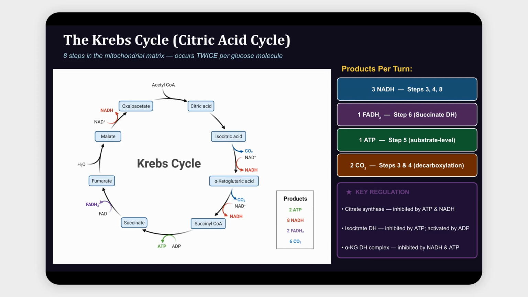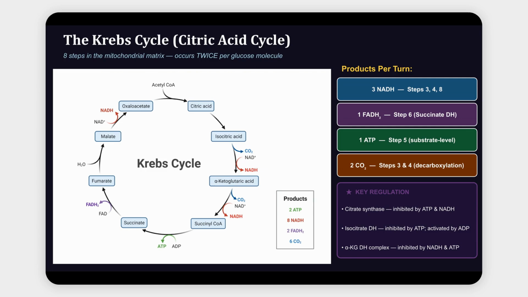This step is rate limiting. This means that it is inhibited by high levels of NADH and high levels of ATP, meaning the cycle slows down when the cell already has plenty of energy.